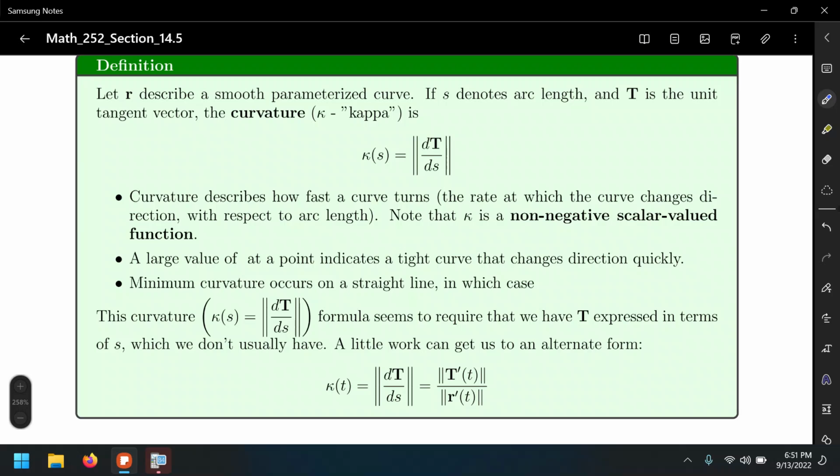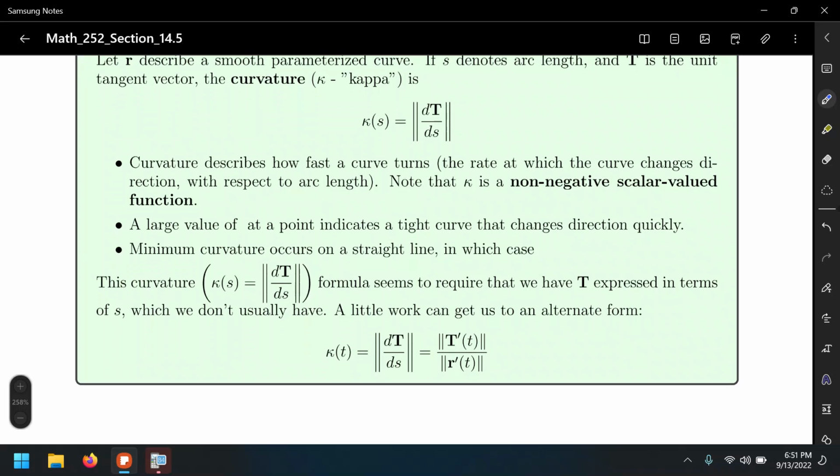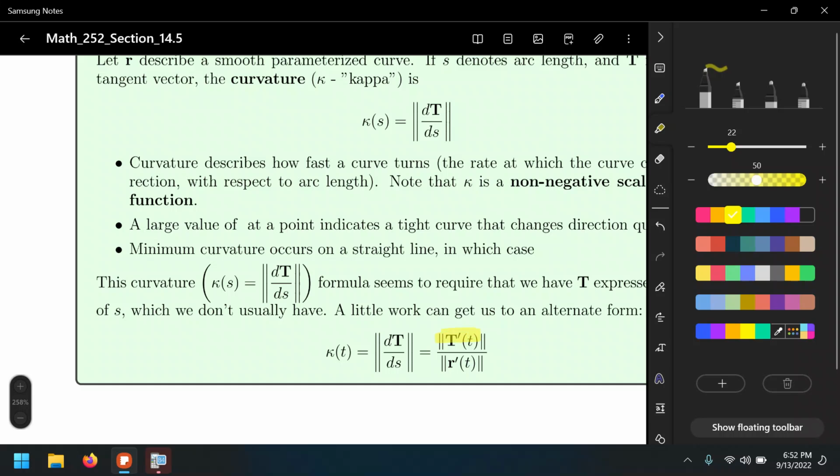So this curvature formula right here is given by the magnitude of the derivative of the tangent vector with respect to s, given that we have a vector valued function parameterizing arc length, which we're not going to do that way. We're going to use another formula, which is the magnitude of the derivative of the tangent vector divided by the magnitude of the derivative vector.